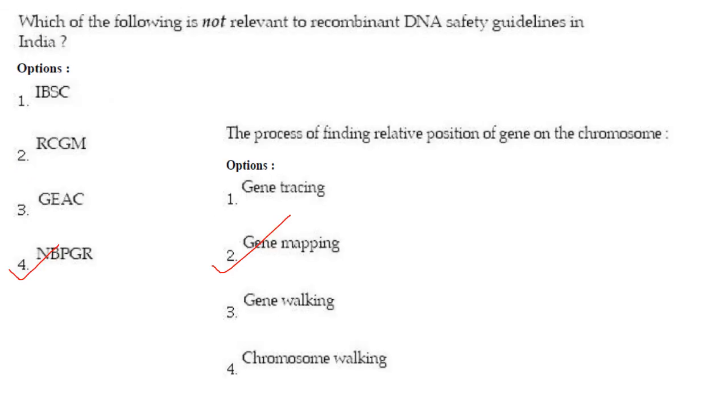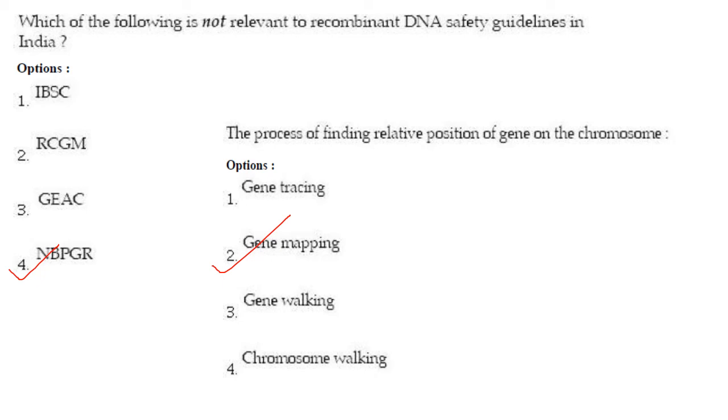Next one. Which of the following is not relevant to recombinant DNA safety guidelines in India? Option 1, IBSC, 2, RCGM, 3, GEAC, 4, NBPGR. Answer is option 4, NBPGR.